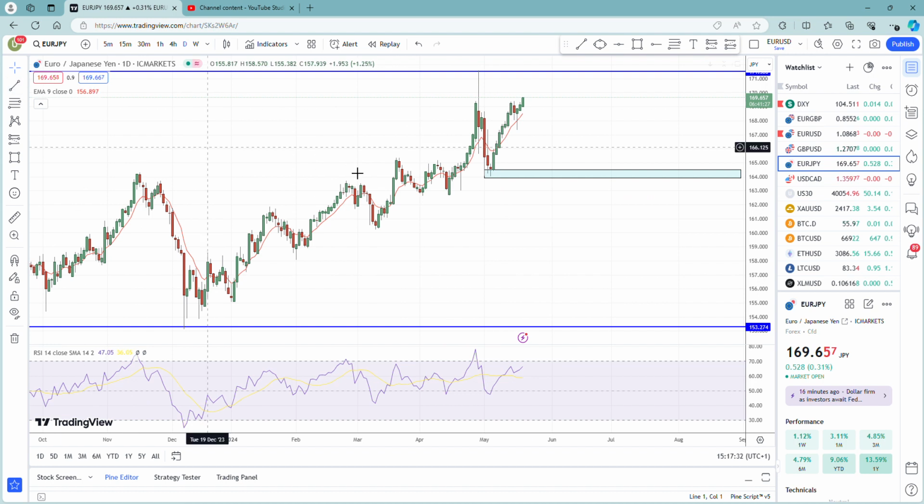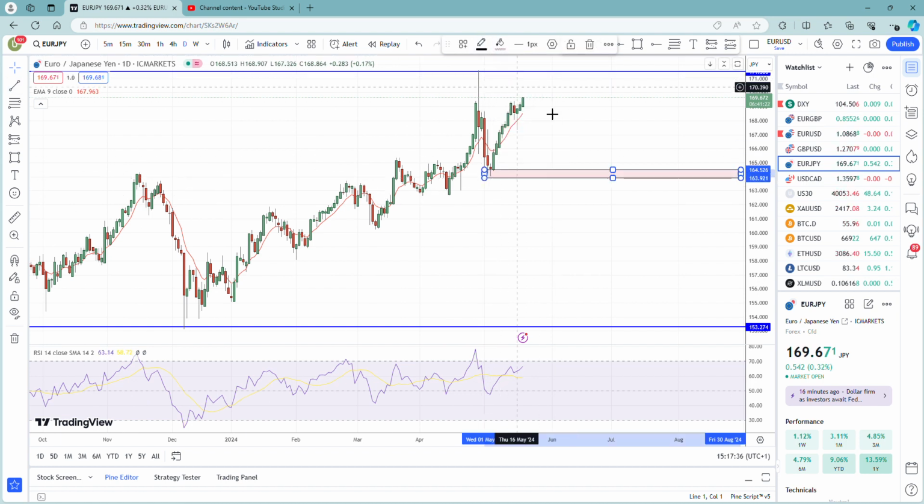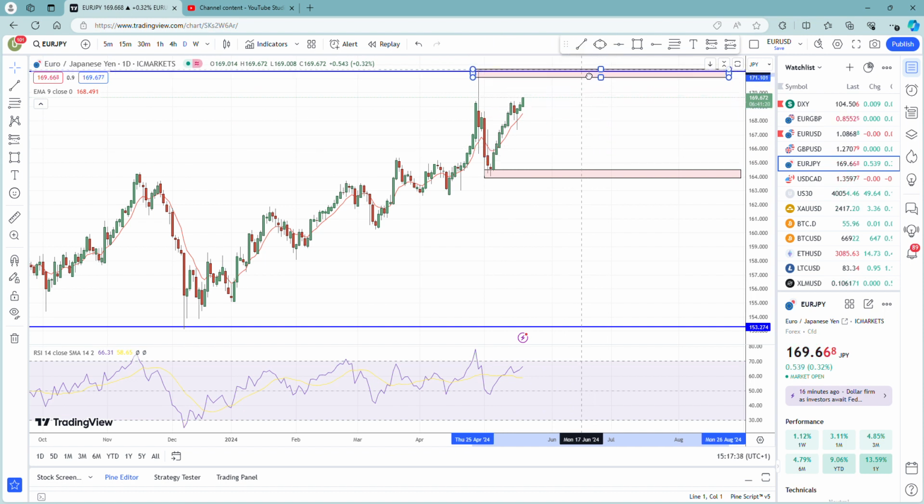And it changes to red. You can have them any color you want. And here's the most recent resistance. Also falls on the weekly time frame.